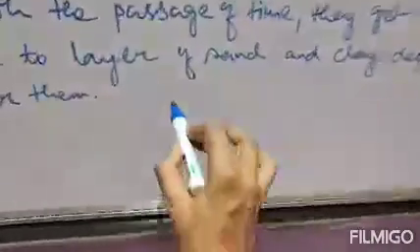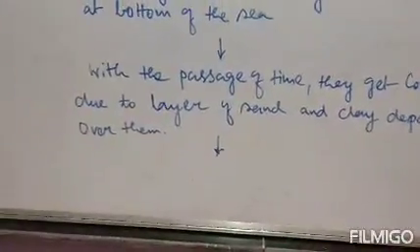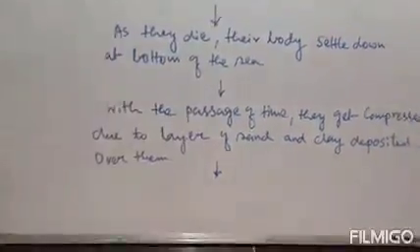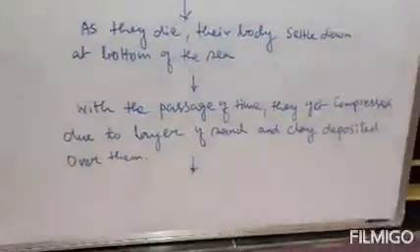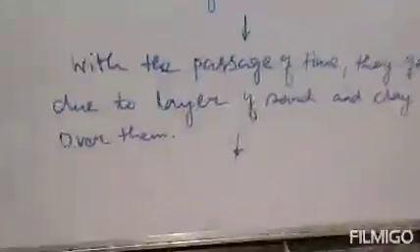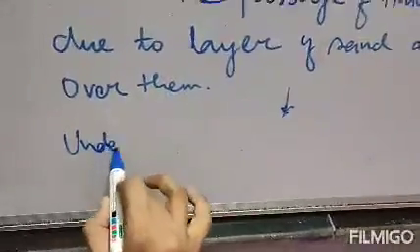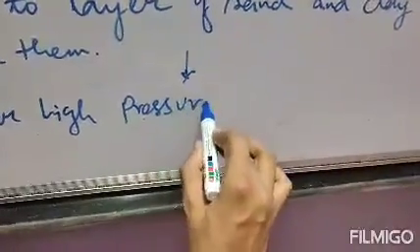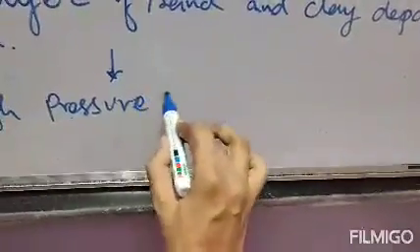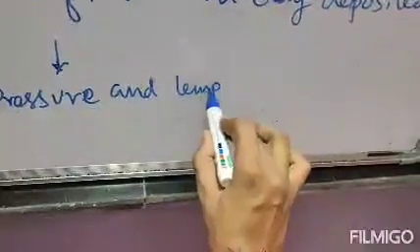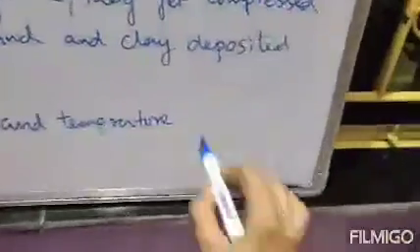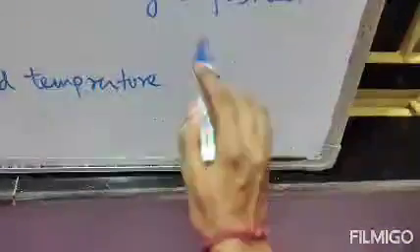Clear? Now final step, under high pressure and temperature, in absence of air, these dead plants and animals slowly get converted to petroleum and natural gas. This is the last or fourth step of the formation of petroleum. So the condition is, the temperature and pressure should be high, under high pressure and temperature, in absence of air.